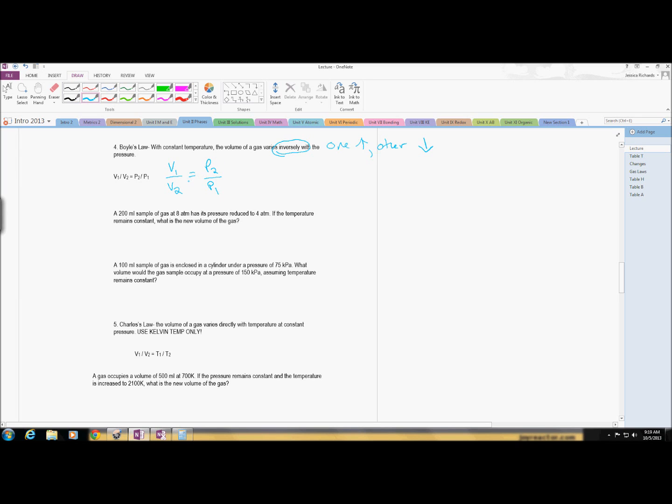This is why I prefer using the combined gas law equation and just ignoring what stays constant. This is going to give you mathematically the same thing as saying P1 over V1 equals P2 over V2. You've basically already done the cross multiplication step. So if you cross multiply this, you end up with this. So just use your combined gas law and ignore the temperature because the temperature stays constant.